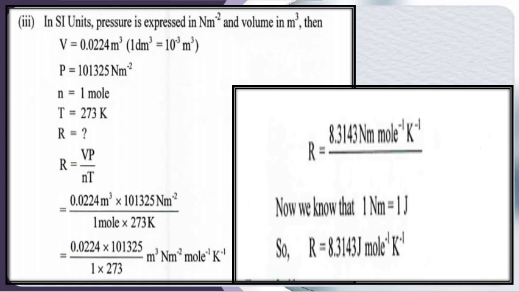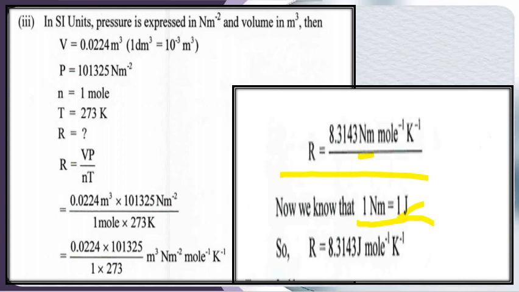Apply the formula PV is equal to nRT, rearrange it to take out the value of R, apply the values along with their units, and you will get the value of 8.3143 Newton meter per mole per Kelvin. This is the value of R in SI units. Right, now if we want to convert it into joules, remember this relationship, 1 Newton meter is equal to 1 joule. So instead of this Newton meter, you can apply here 1 joule. Now the value will become R is equal to 8.3143 joules per mole per Kelvin.